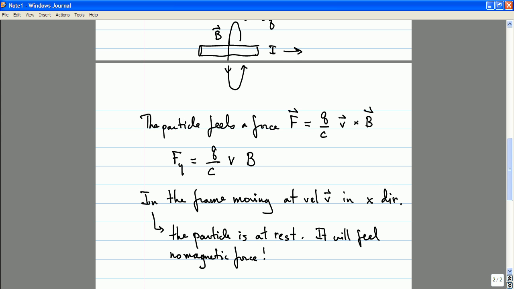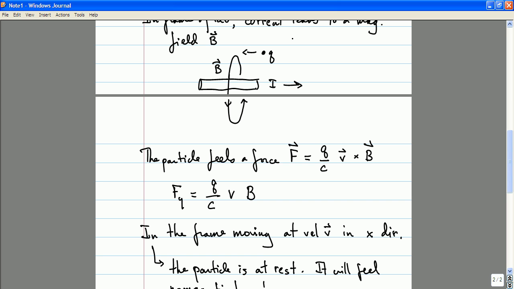Question? The particle we're talking about, inside or outside? The particle is the particle with charge q, which is right here. Okay. So it's got some velocity v.